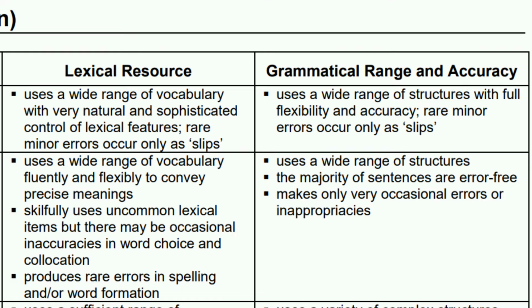For getting a band 8 for grammatical range and accuracy, you should have to use a wide range of structures. The majority of sentences should be error-free and make only very occasional errors or inappropriacies. You should have to use a wide range of structures with full flexibility and accuracy. Rare minor errors occur only as slips for getting a band 9 for grammatical range and accuracy.